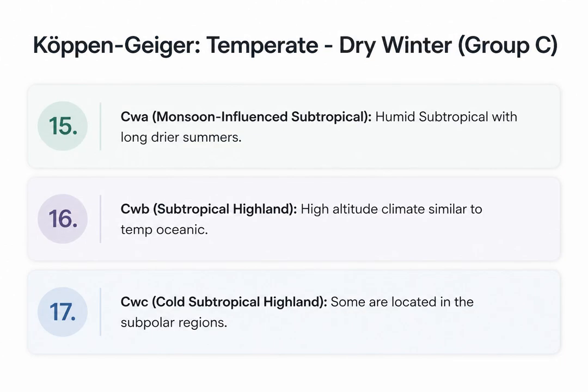For temperate climates with a dry winter, Cwa is the monsoon-influenced subtropical climate, which features long, drier summers. Cwb is the subtropical highland climate, found at high altitudes. Cwc is the cold subtropical highland climate, with some locations extending into subpolar regions.